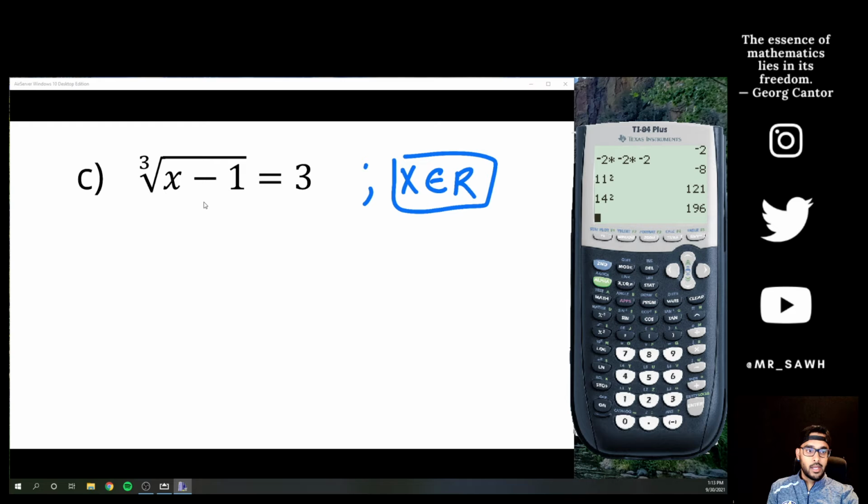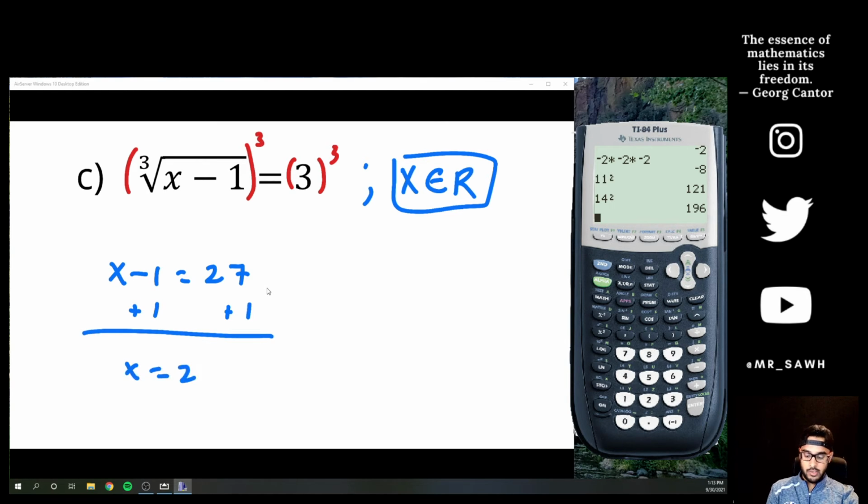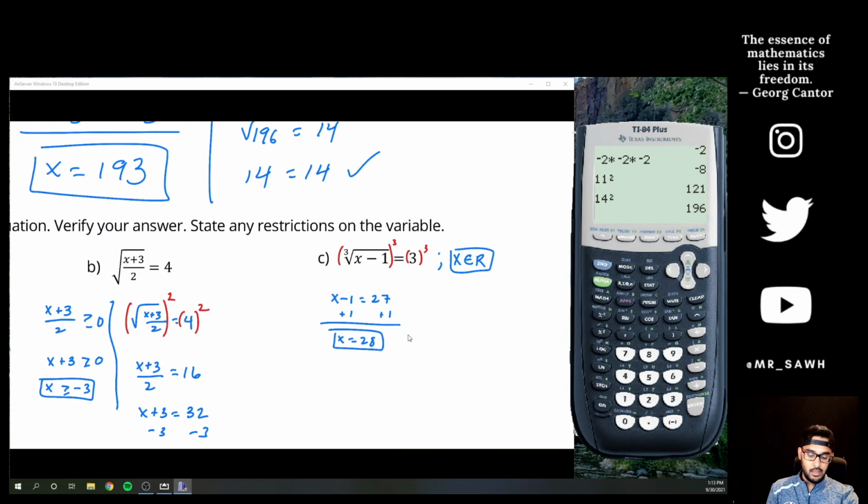So let's think about getting rid of this root sign now. Again, it's isolated, so in order to get rid of my root sign, I can cube both sides of this. I know I'm going to cube it because it's a cube root. So I'm going to be left with x minus 1 is equal to 27, because that's 3 cubed. Add 1 to both sides, so I know x is going to be 28. I didn't have a restriction here, so I know my number will also work. I don't even have to do anything else than that.